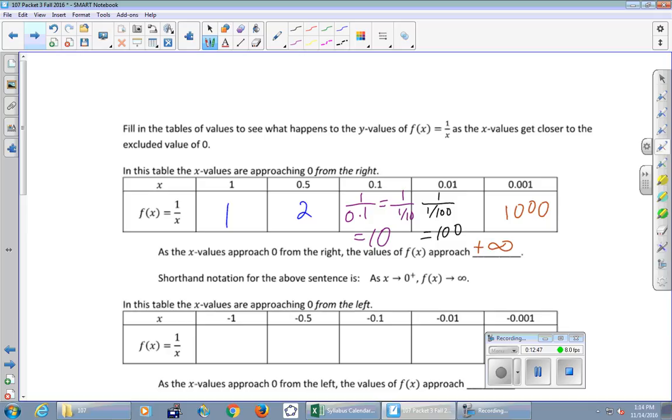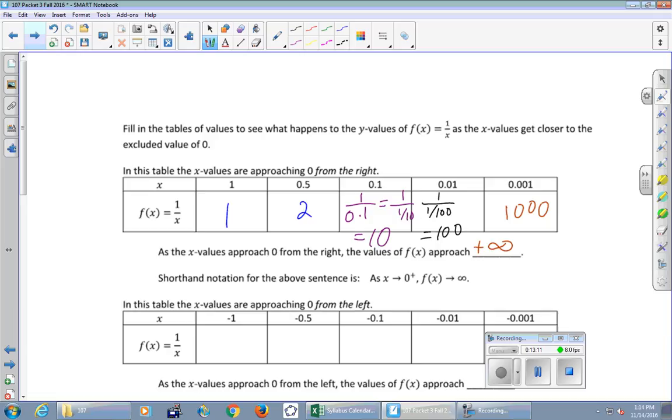And then there's shorthand notation for that sentence. It's as x approaches 0, and then there's this little funny plus sign. Now that looks very strange because typically plus signs and minus signs go where? In the front of a number. That's not what this means. This is to the right of the number, and it's small, like a power almost. But what that means is that we're plugging in numbers for x that are close to 0, but all of them are close to 0 from the right of 0.